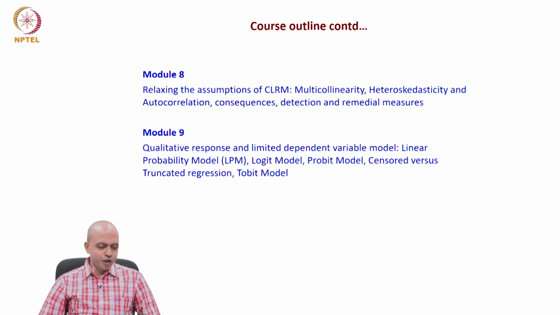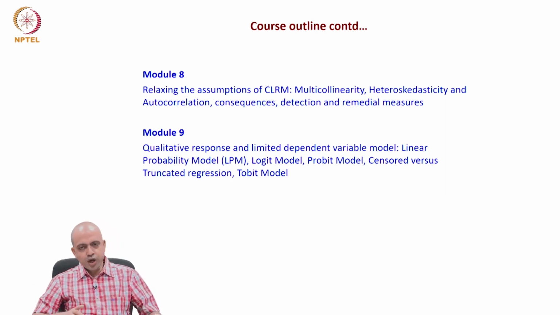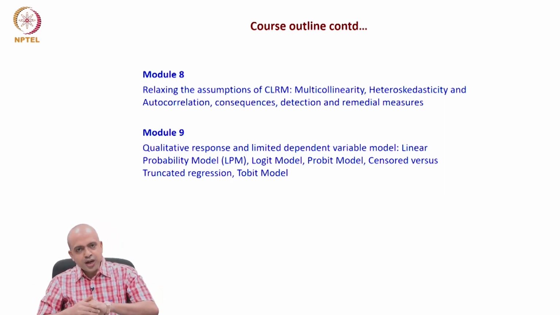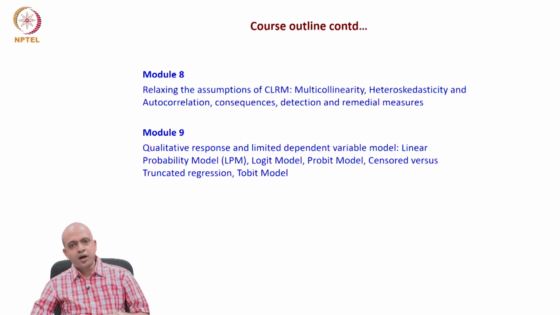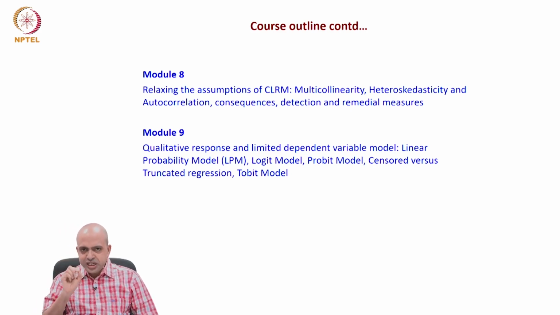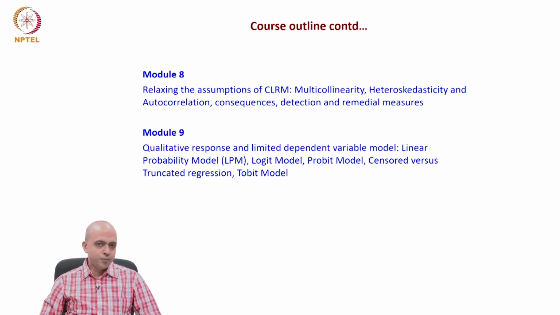Now, the linear probability model is a model where the probability of owning a house or the probability of owning a car is a linear function of the explanatory variable. For example, the probability of owning a house is, let us say, a linear function of income. That is the starting point of probabilistic models. But this probabilistic model, LPM, has several limitations.